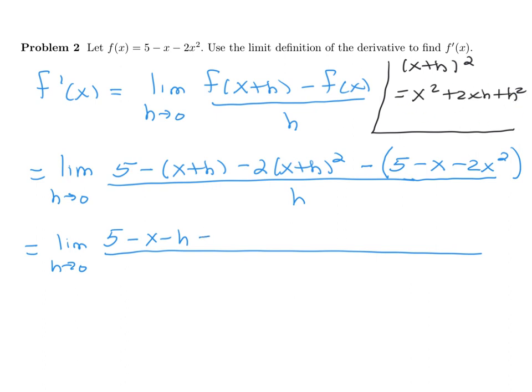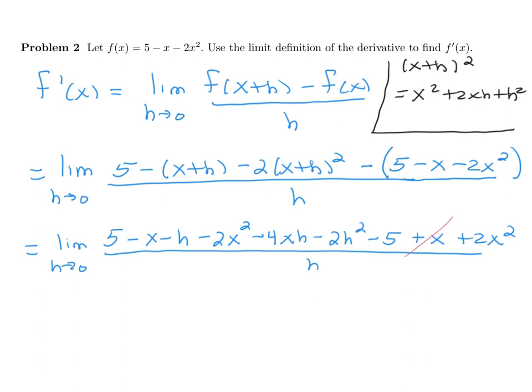That really gives me minus 2x squared minus 4xh minus 2h squared. I'll now distribute the negative into the parentheses next. We get minus 5 plus x plus 2x squared. This whole thing is divided by h. Let's cancel as much stuff as we can.